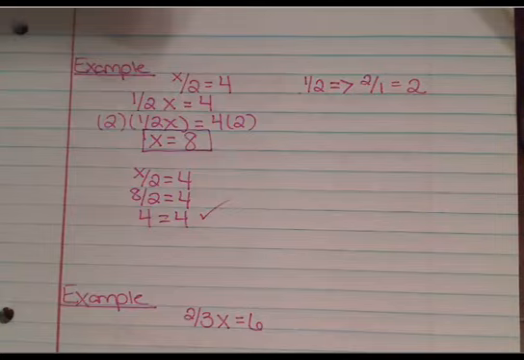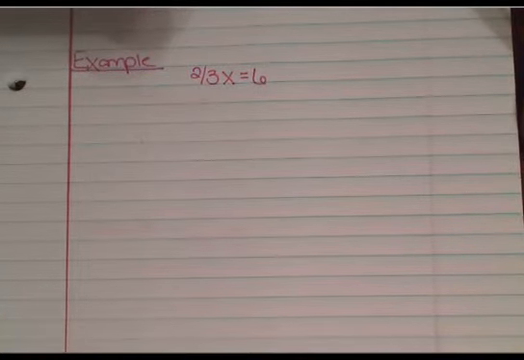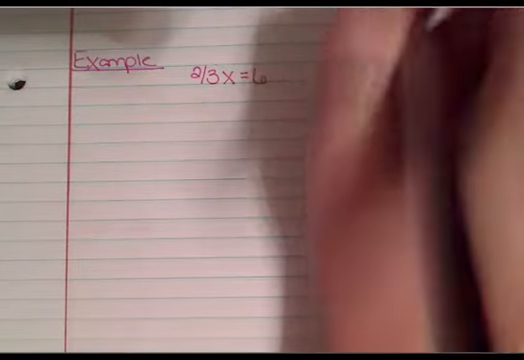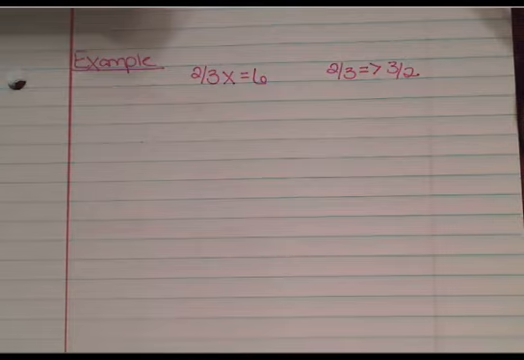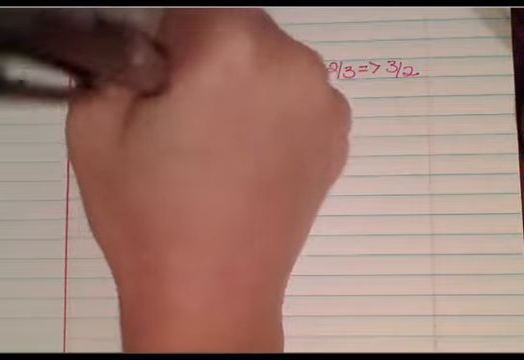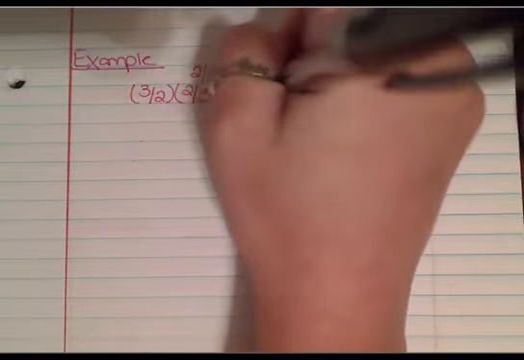All right, let's do another one. In this example, we have 2 over 3x equals 6. So I need to find the reciprocal of 2 over 3. So what am I doing here? I'm just flipping. So that would be 3 over 2. So I need to take both sides times 3 over 2. So that would be 3 over 2 times 2 over 3x equals 6 times 3 over 2.